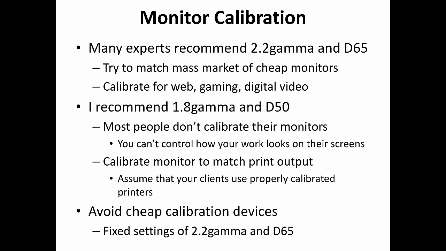So I don't really see the point in you trying to match the 2.2 gamma and D65 of other people's computers, because it's still not going to ensure that the colors you produce are the colors that the end user sees. They're still going to see something very different from the colors you produce. So you simply can't control that.